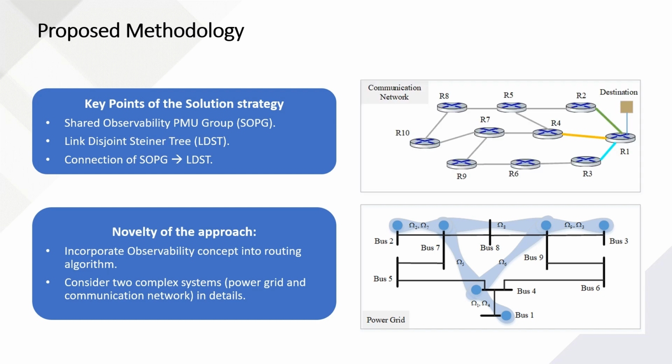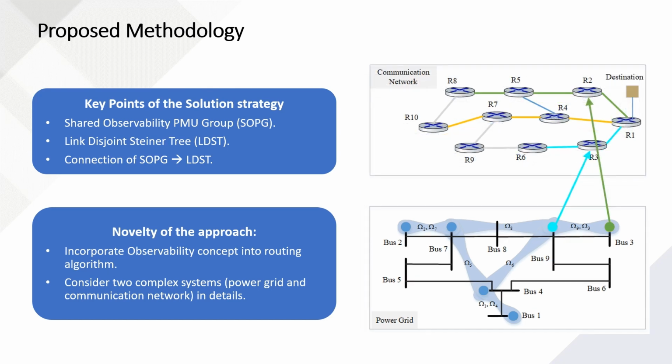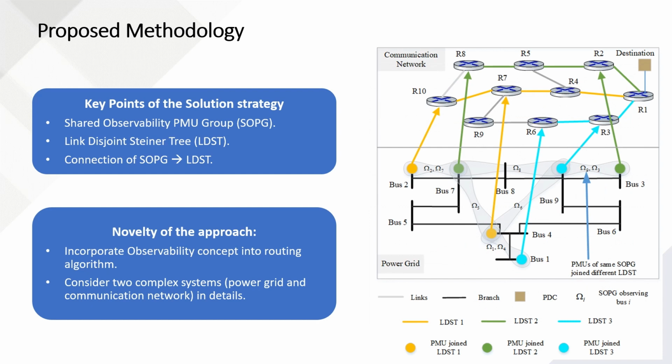In a communication network, we initialize tree from the adjacent links of the destination. If we expand the links, three link-disjoint trees are formed as represented by three different colors in the figure. In the process, we can connect the PMUs to the trees. To ensure resilient observability, the criterion is that all the PMUs of a group do not join the same tree. As shown in figure, PMU 3 and PMU 9 join two different trees. At the end, following the same process, we get the final routing configuration as shown in the figure.